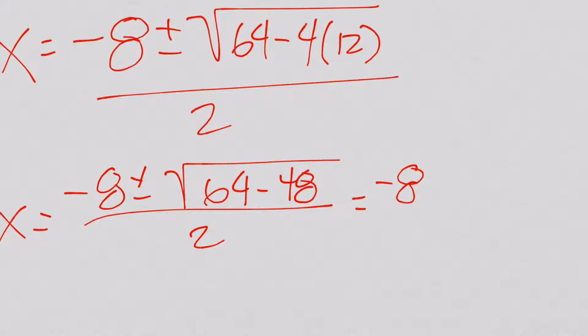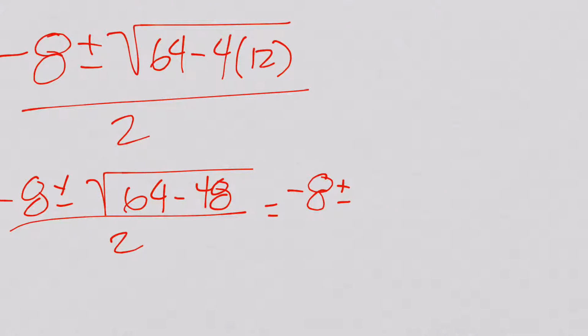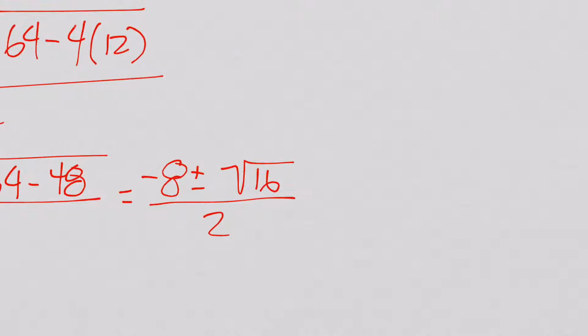Negative 8 plus or minus the square root of 64 minus 48. What's the difference between 48 and 64? Well, take 48, add 2, you get 50. Take 50 and add 14, you get 64. So we're talking about a difference of 16. So the square root of 16 in there, which is nice because that is a perfect square.